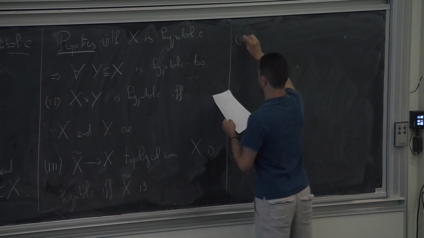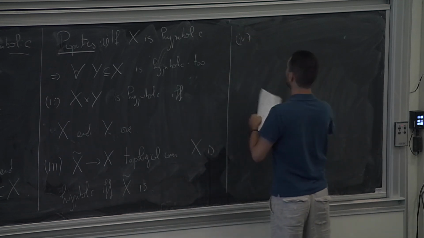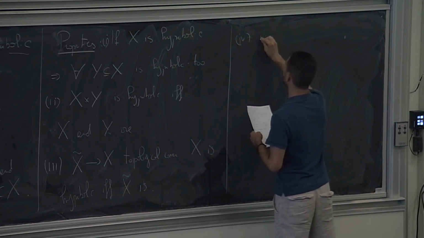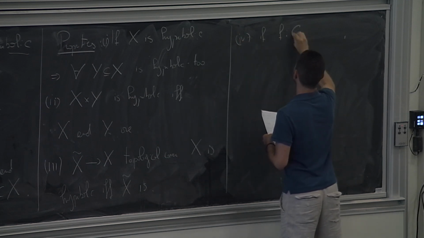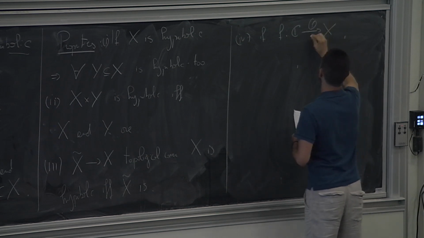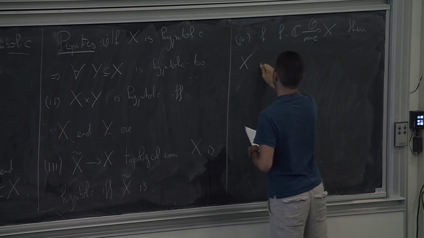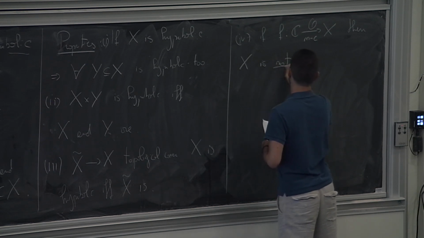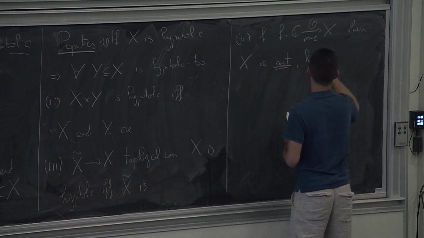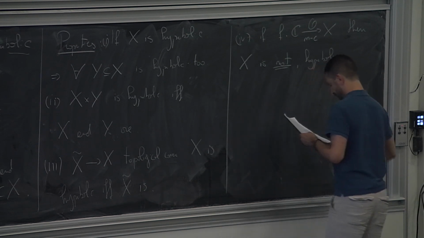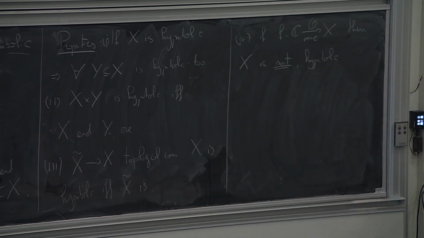Then you have that, of course, as I was saying, if you have an entire curve in X, then X is not hyperbolic. Always because of the decreasing property of distances, plus the fact that C is not hyperbolic.